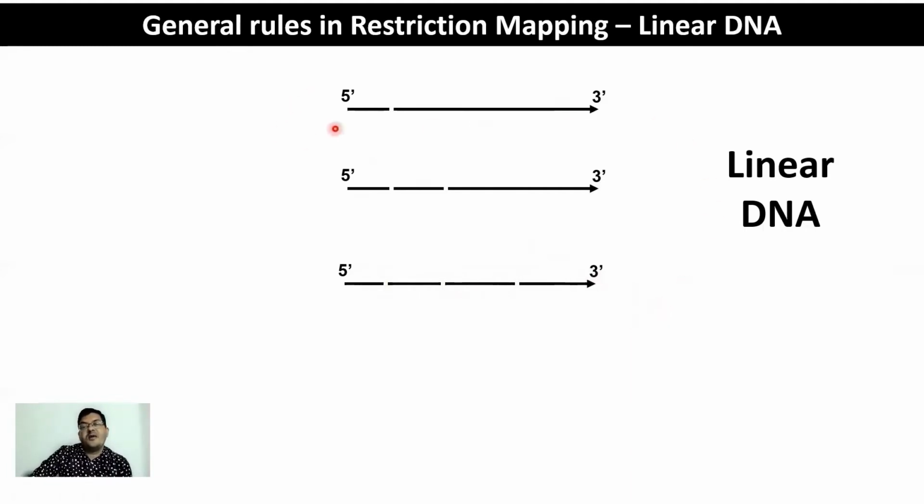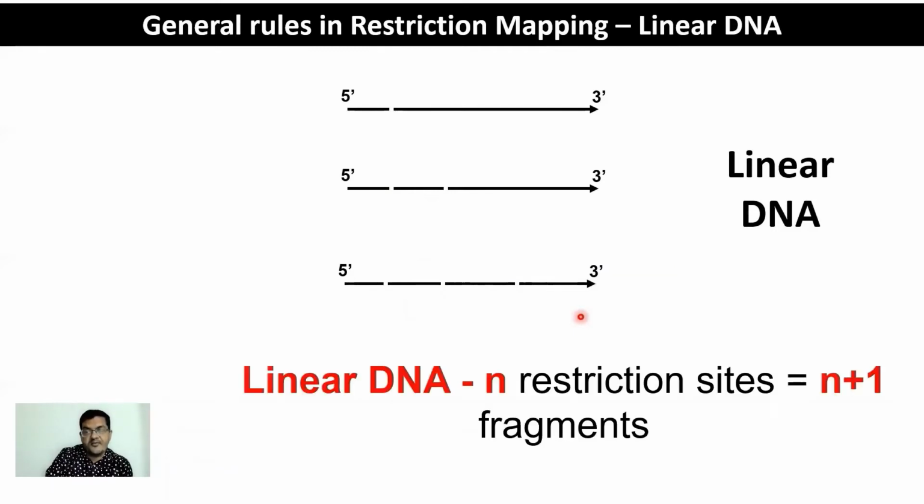So when you have one cut site, you get 2 DNA fragments. When you have two cut sites, you get 3 DNA fragments. When you have 3 cut sites, you have 4 DNA fragments, which means that in a linear DNA, if there are n restriction sites, you'll get n plus 1 fragments, right? So that's something that is important again. For linear DNA, if you have n restriction sites, you'll get n plus 1 fragments.